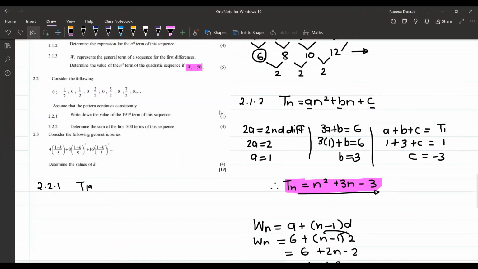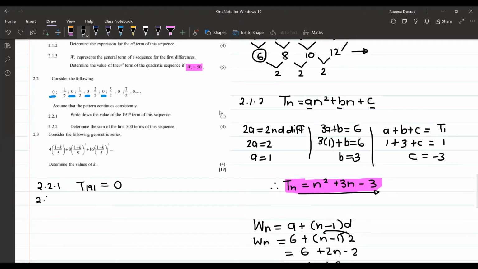Now, what we notice is that every odd term is zero: the first, the third, the fifth, the seventh. So if it continues in this pattern, every odd term will be 0, including the 191st term.